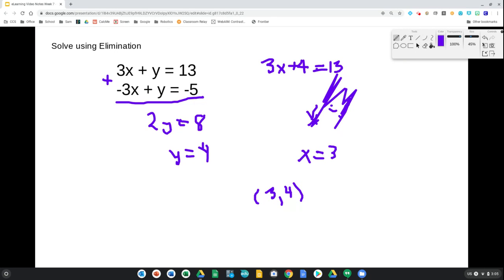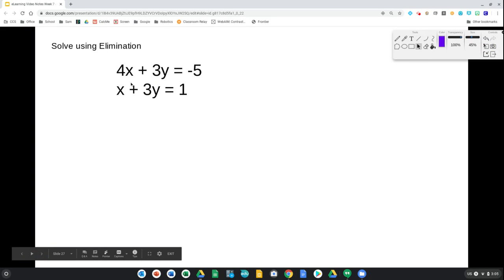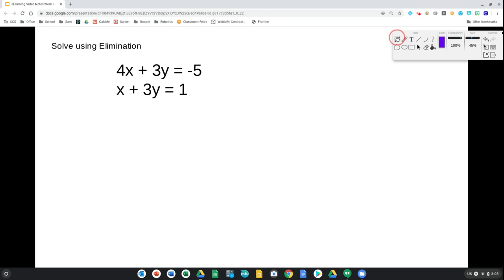Okay, now sometimes addition won't work. And so if addition won't work, what we want to do is check and see if subtraction will work. And so in our last example, when we look at this problem, if we were to just add, nothing eliminates. If we were to add right now, 4x plus x is 5x, 3y plus 3y is 6y, negative 5 plus 1 is negative 4. If we were to add that together, neither the x's nor the y's eliminated. So since we can't add, what we want to do is see if we can subtract.